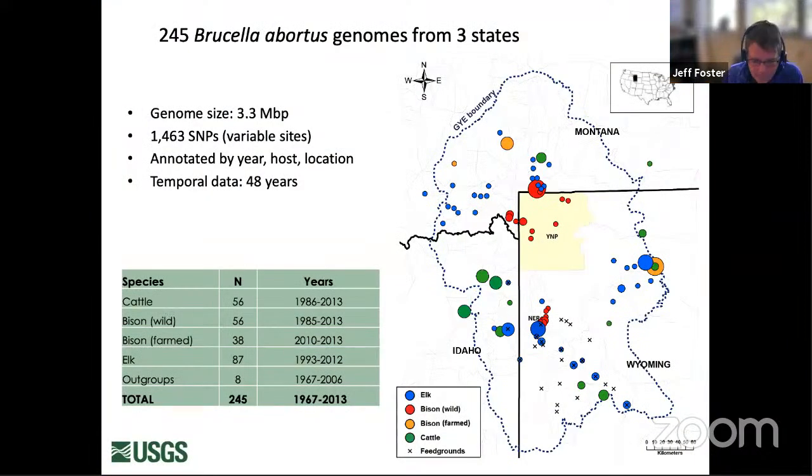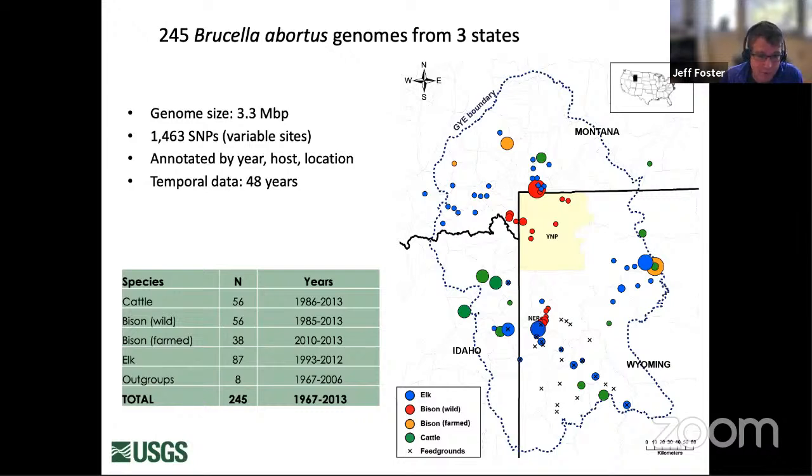This is a study led by a colleague of mine named Pauline Kamath, who's now at the University of Maine. We analyzed 245 genomes that came across a range of dates of nearly 50 years. All these strains came from the greater Yellowstone ecosystem. Here's Yellowstone National Park, but it's part of a larger ecosystem that's all interconnected. We can see we got isolates in blue that came from elk. We see isolates in red and orange that came from wild or farmed bison. And then we see isolates that came from cattle. We're really trying to understand, are the bison giving Brucella to the cattle, or are the elk giving it to the cattle, or how is this exactly working?